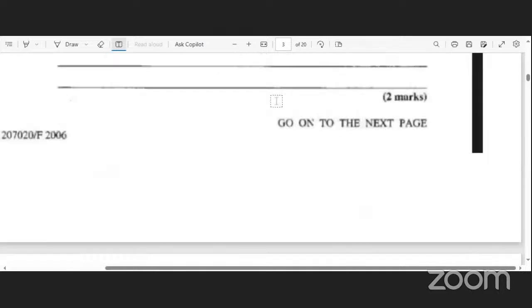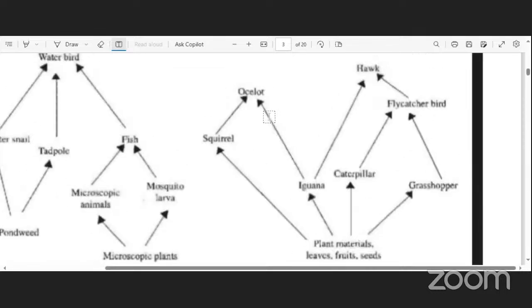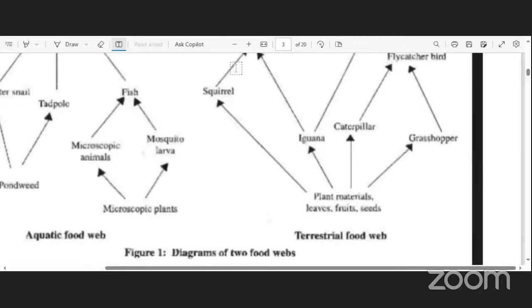So a quadrat, yes, a quadrat definitely. A quadrat could be used for the plants. What else? Differently from a quadrat, what else could we use? Remember, for the terrestrial food web, we have caterpillar, grasshopper, iguana, flycatcher, and all of that. Could we use the quadrat to catch these organisms? Is the quadrat an appropriate sampling tool to be used to catch a bird?